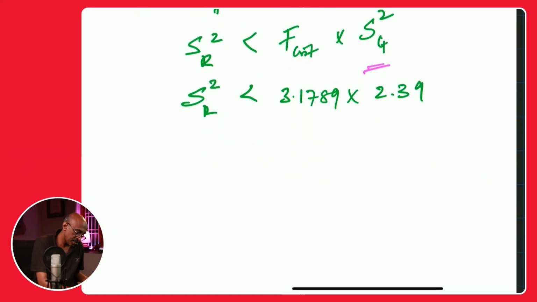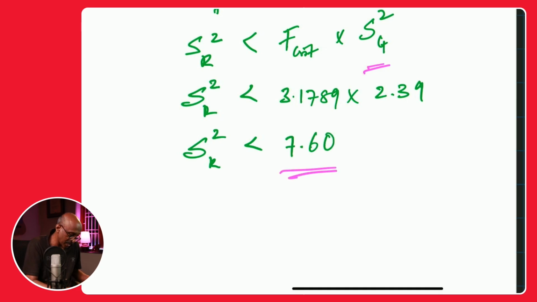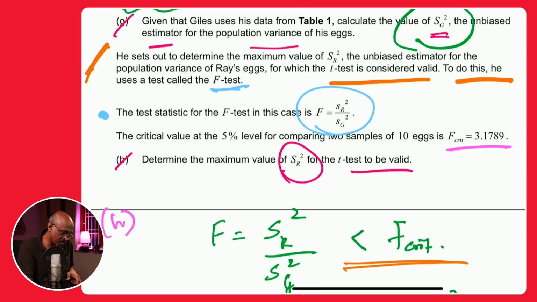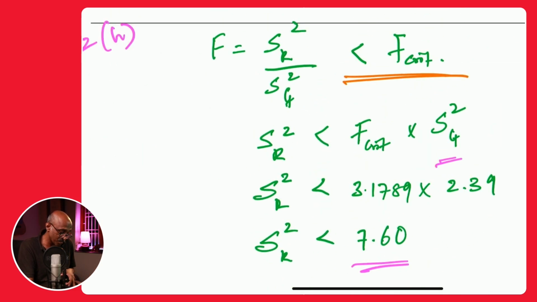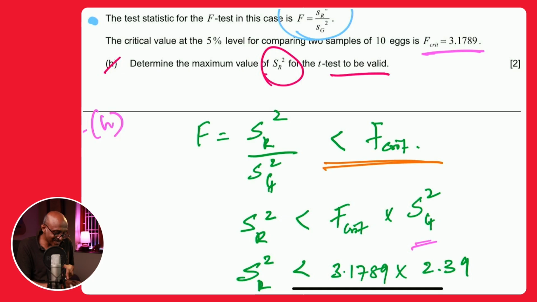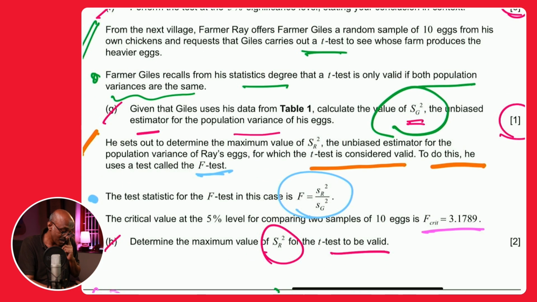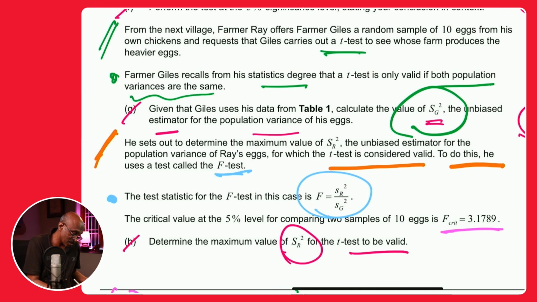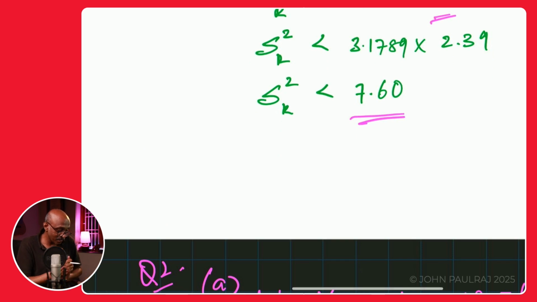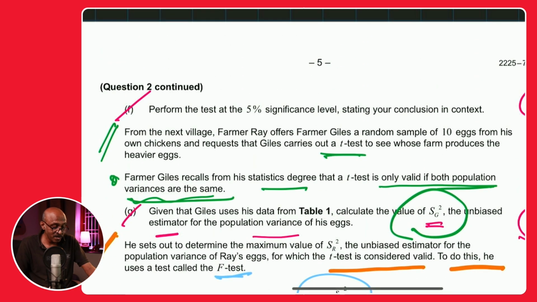So we say SR square, the maximum value, is 7.60. That's basically what we have concluded: the maximum value for SR squared for the t-test to be valid is 7.60. Because if it was greater than the F critical, then the variances from both populations would not be equal, and remember, the variances must be equal. So this completes not just question 2, but the entire paper, Paper 3 on 1, for IB Math for May 2025.